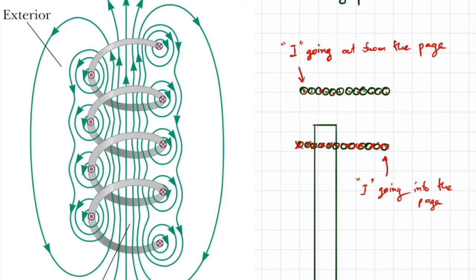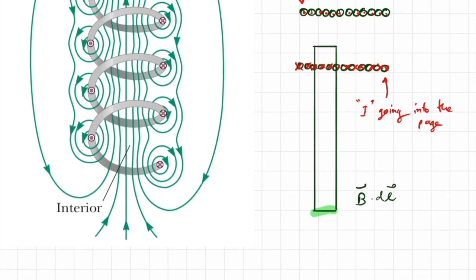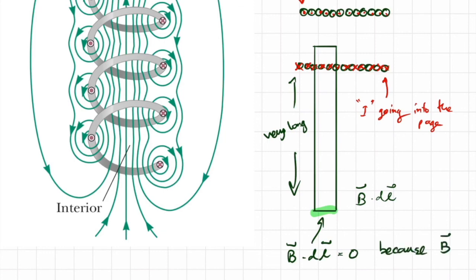So that means we don't need to worry about B·dl for the section on the wire like here, right? So here, it's very long, so that means for the green section here, B·dl will be 0, because B is almost 0 when you are very far away from the coil, right?